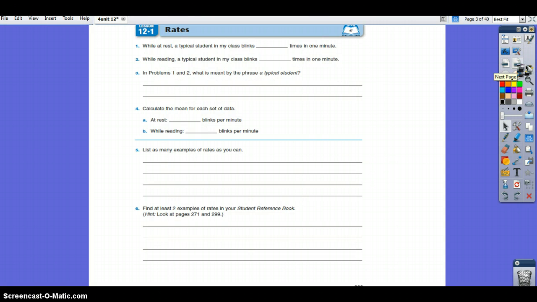So, in lesson 12.1, you're going to look at rates. When you come to this page, I want you to come back and tell me because the class is going to do this with you.